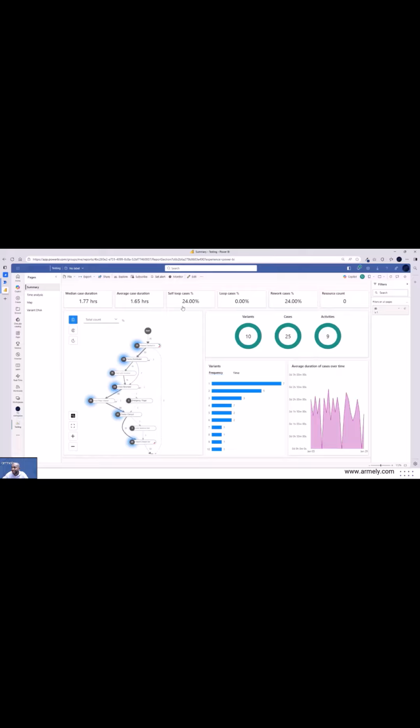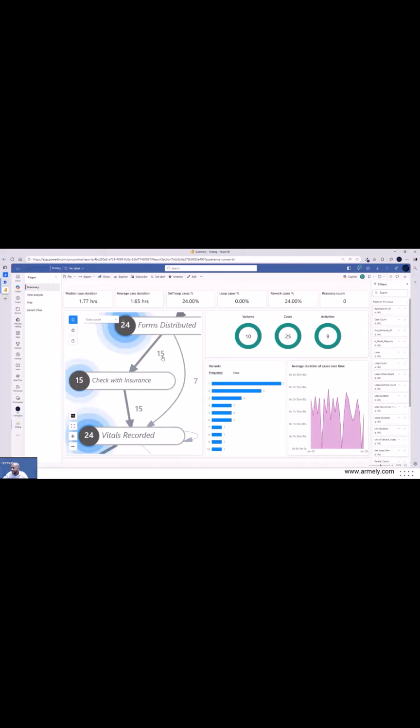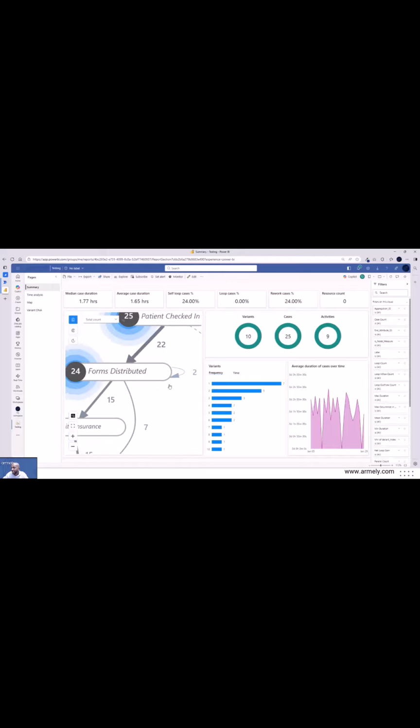I can also see self loops. We have about 24% of self loops. That means there was a process here where, for instance, somebody submitted paperwork and something was wrong with that paperwork, so they had to redo it again. We can see that here on this form distribution. I hope that's large enough. I can zoom in so that you can see. So we do see there was a loop here that happened.